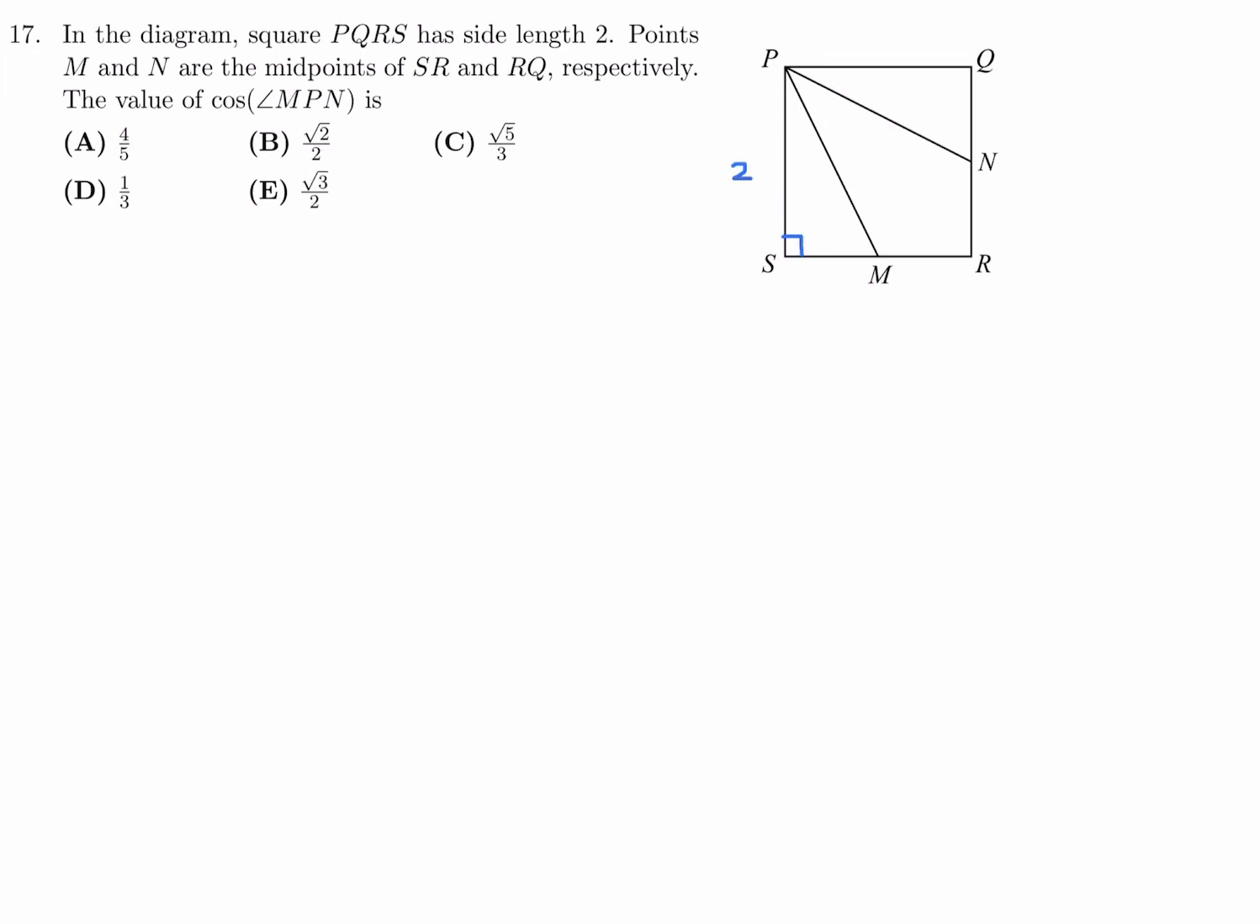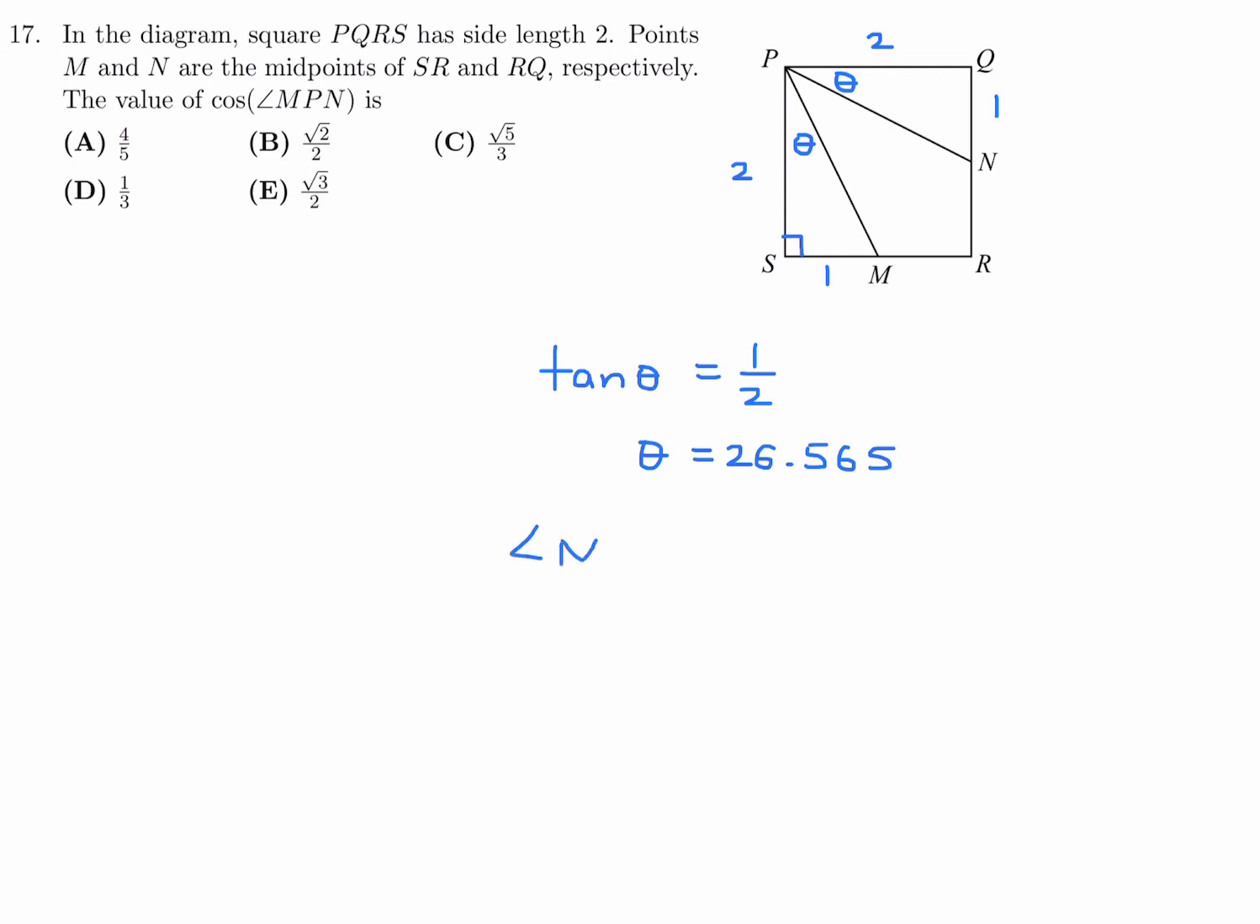Side length 2, if M is the midpoint, SM would be 1. So this angle in here I'll call theta. So using the tan of theta, it would be 1 over 2. Use your calculator and you will get theta equal to 26.565. Now, because of the symmetry of this diagram, that's 2 and that's 1. Therefore, this is theta also. So therefore, this angle in here, we can just call it MPN.